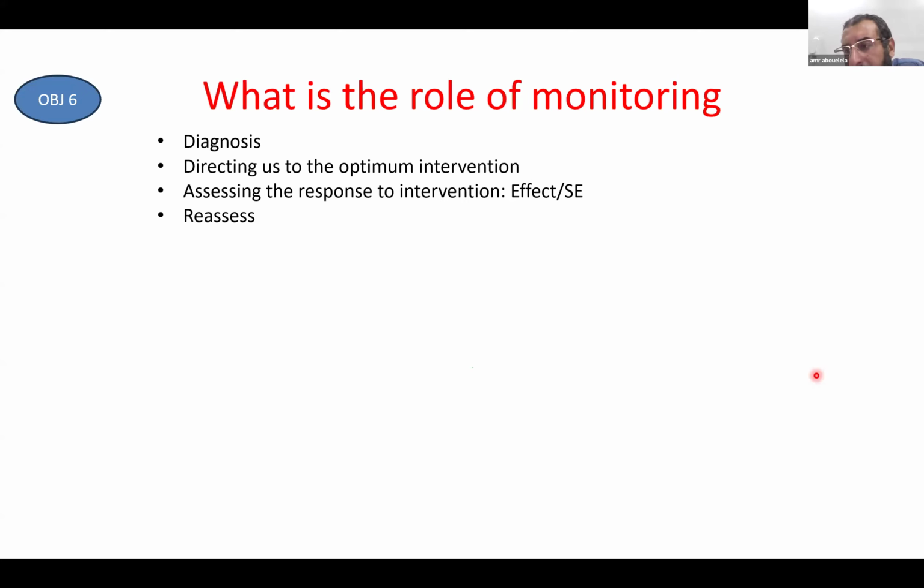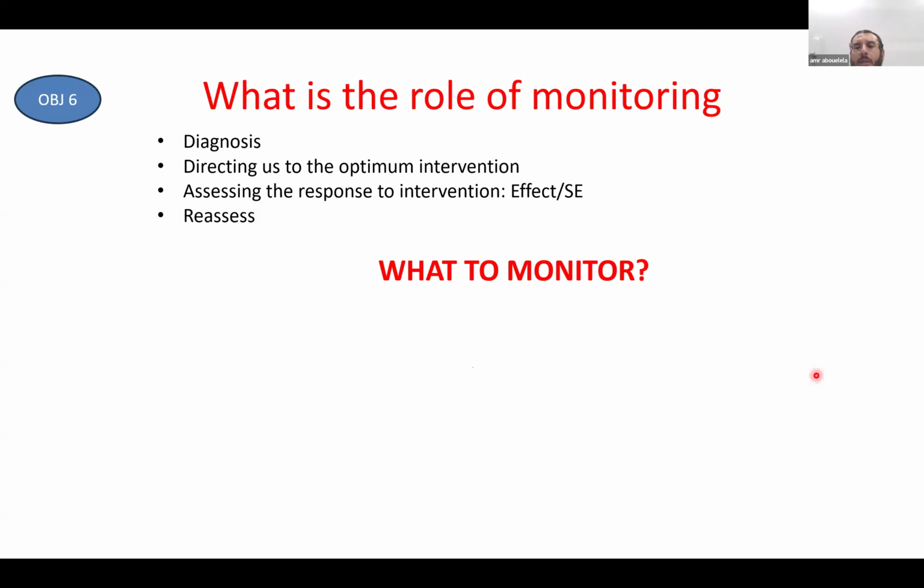We should monitor the effect of what we are giving, fluid. Is it okay for the hemodynamic? Is it affecting the respiration, the oxygenation, and so on? And we should all the time assess and reassess every time to know if the patient is improving or we still need to change our strategy of management.